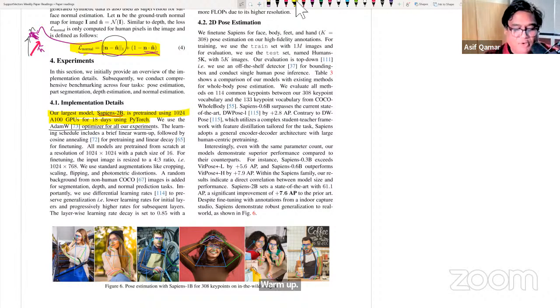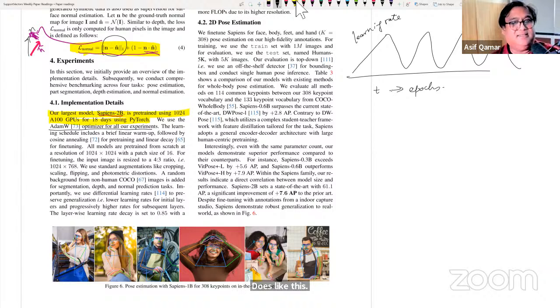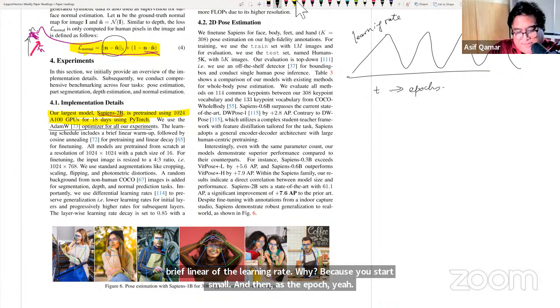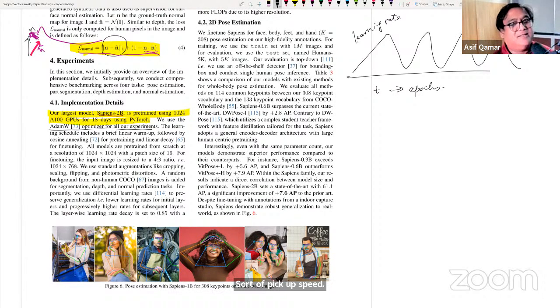So what does it mean? Linear warm-up means slowly the learning rate goes up. Learning rate, if T is the epochs, learning rate goes up and then does what? Does like this. It keeps going, oscillating. So a gradual learning rate warm-up makes sense, right? A brief linear warm-up of the learning rate. Why? Because you start small, and then as the epochs are happening, the steps are happening, you bring up your learning rate. Let this system sort of pick up speed, right? If you were to think of it as a car, it's gradually ramping up, driving on and ramping up.